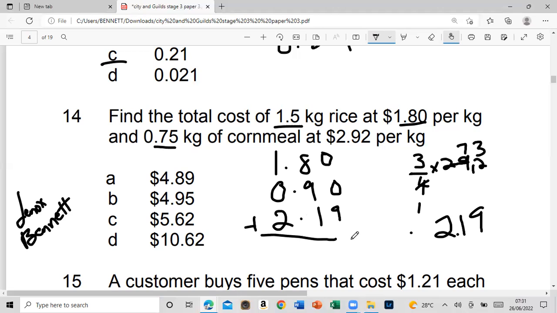So now it's $4.89. I only want to end with 9, but I'm going to finish it. 9 and 9, 18, so that's 8, carry 1. That's $4.89, as I've already pointed out.